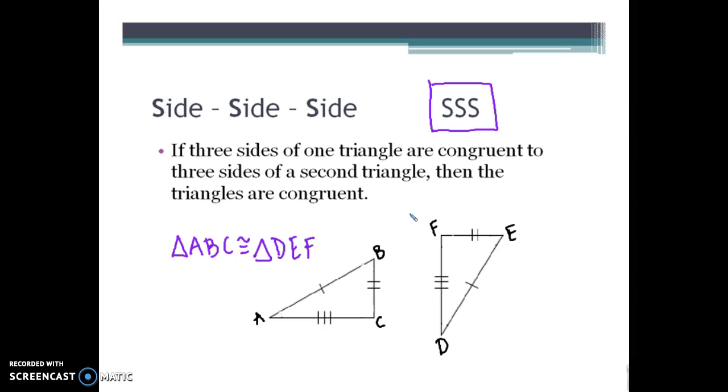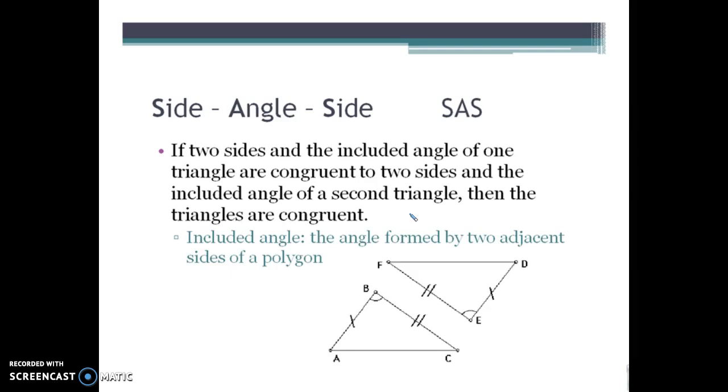The second we're going to look at tonight is side, angle, side. With side, side, side, order didn't matter because it was all sides, all S's. Here with this angle in the middle, order matters. So we have SAS, and it says if two sides and the included angle, that's important, of one triangle are congruent to two sides and the included angle of a second triangle, then the triangles are congruent. This included angle is very important.